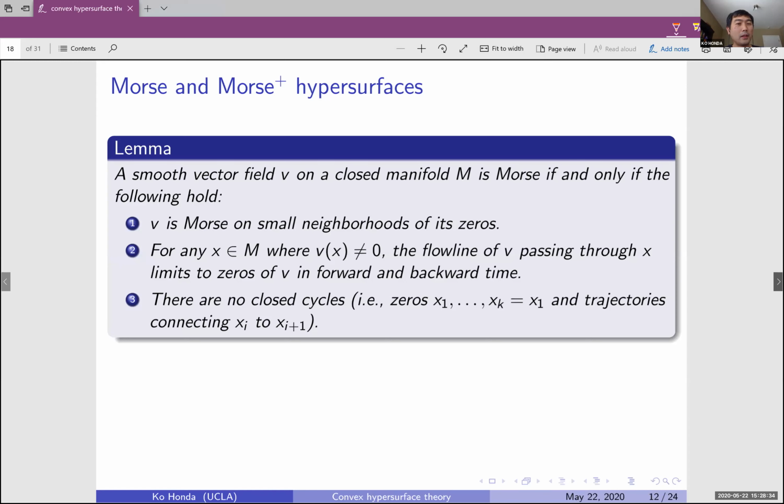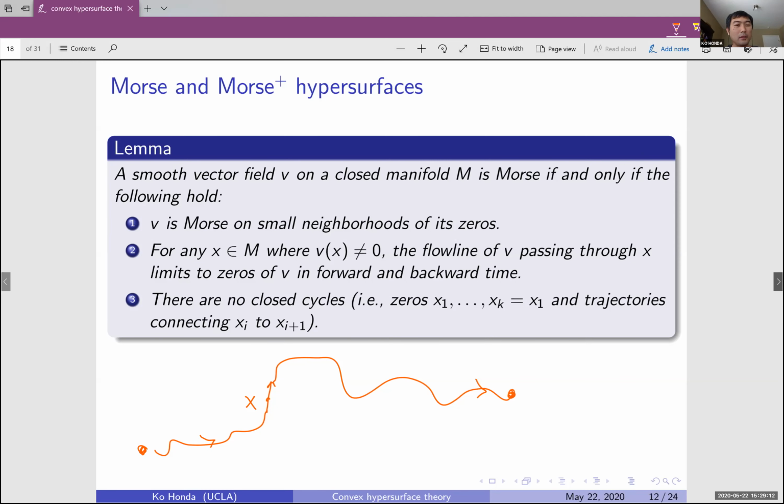The second condition is that for any element in M where V of X is non-zero, so if you had a place X in the manifold where the vector field is non-zero, the flow line of V passing through X, if you keep on going, eventually limits to a zero of V in forward time, and also in backward time. So if you go back, eventually you end up at a zero. So you really need this condition.